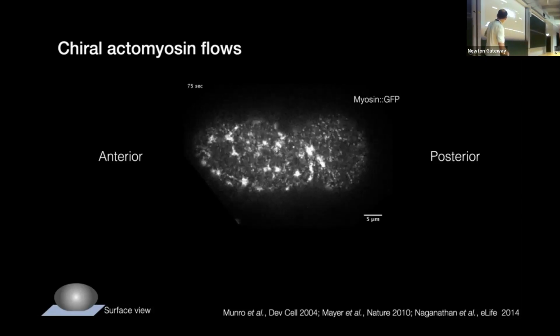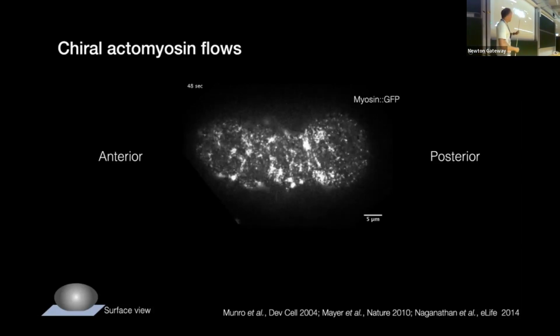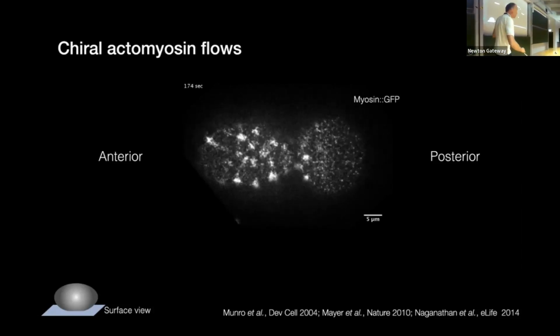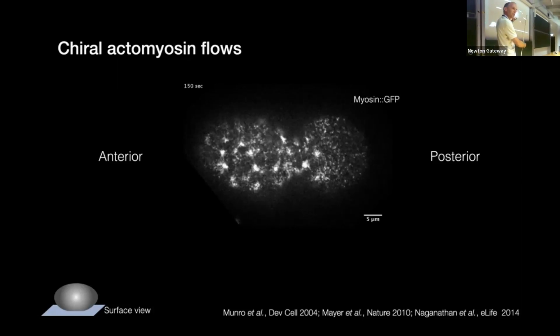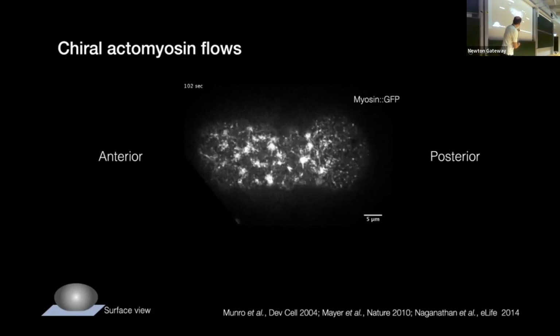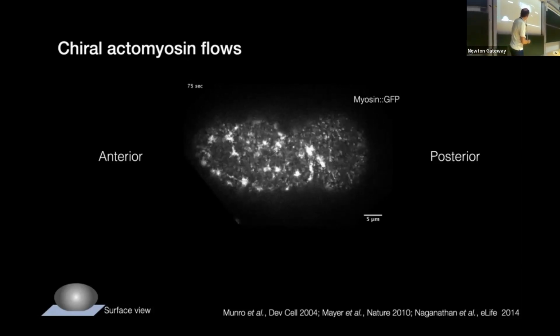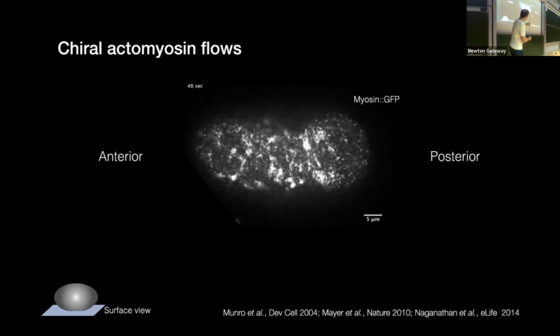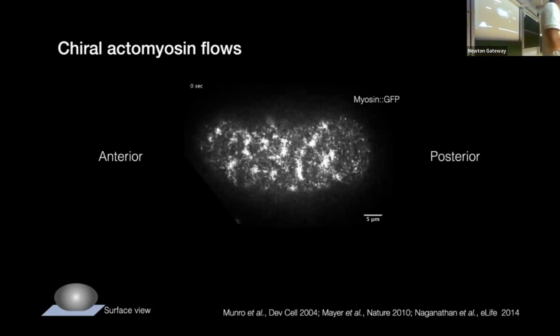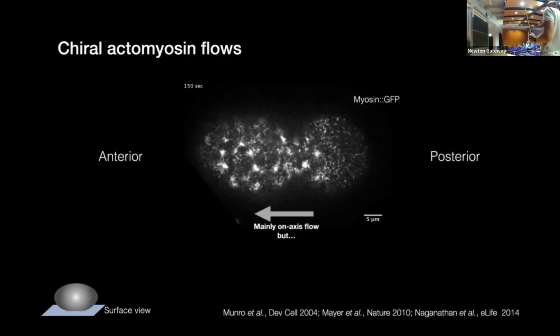So what you're looking at is a one-cell embryo. We're squishing it flat on a microscope slide, so we're just seeing the bottom surface of it, but there's a whole 3D structure behind. What I want you to take from this movie is that this cortex, this actin myosin cortex, you're looking at the myosin, the green molecules here, is flowing from this side to this side. This is, in fact, important to establish the head-to-tail body axis.